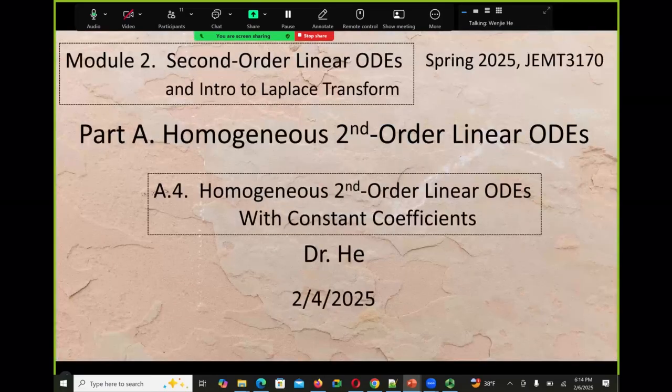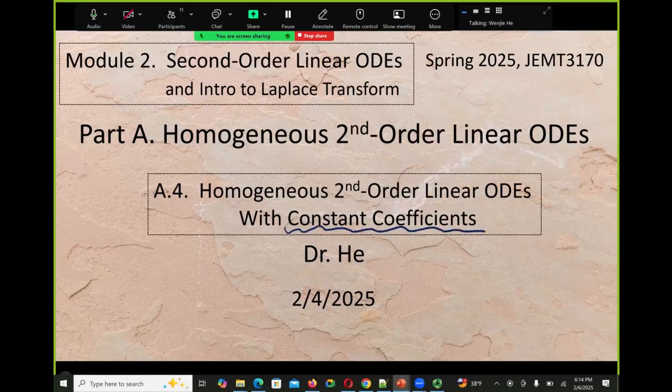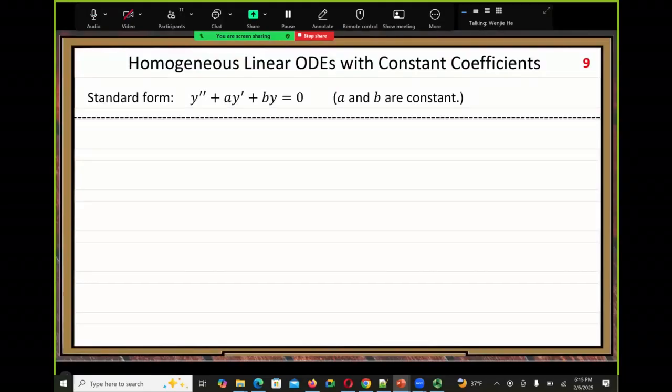Now let's move to 8.4, the last topic of part A: homogeneous second order linear ODEs with constant coefficients. We want to solve this special type of equation, the simplest homogeneous second order linear ODEs. Let's look at the standard form: y double prime plus constant coefficient a times y prime plus constant coefficient b times y equals 0.